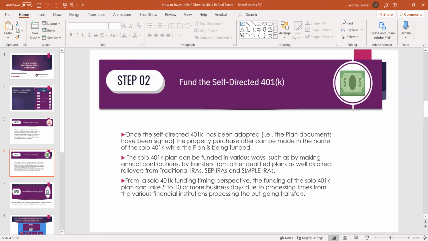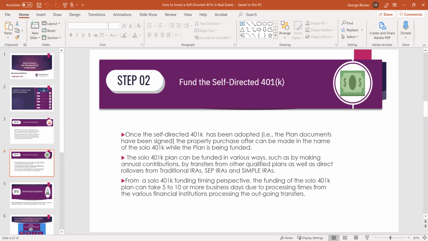You could transfer money from, say, a pre-existing retirement account, like a former employer plan, or a non-Roth IRA. That could be a traditional IRA, a SEP IRA, a simple IRA. You could also make contributions. Assuming that you've got the income to justify it, you can make a contribution to that solo 401k, and then you could use that to invest in real estate.